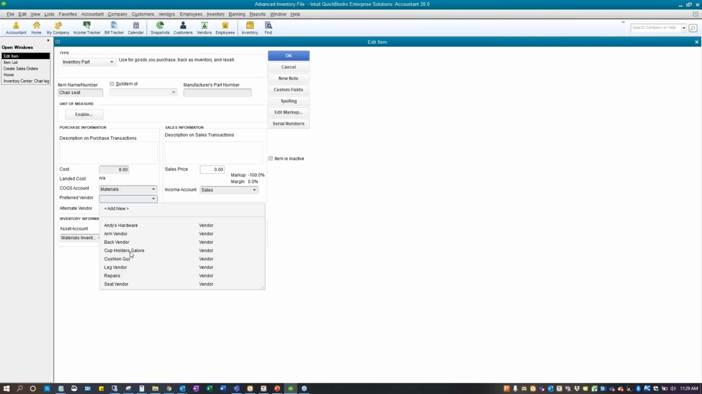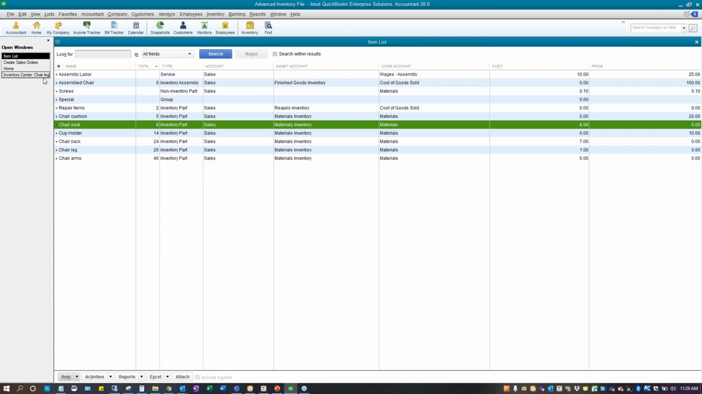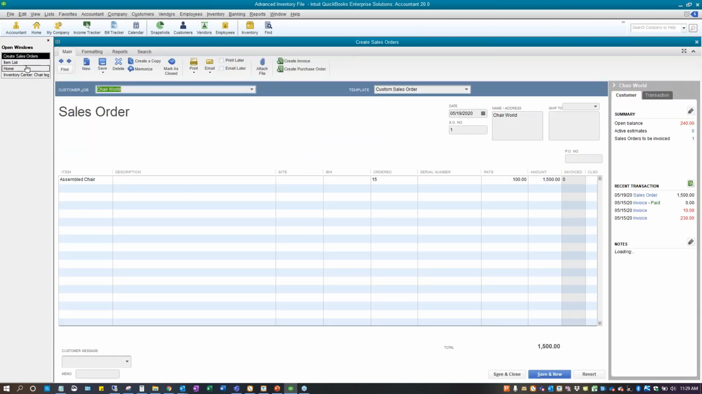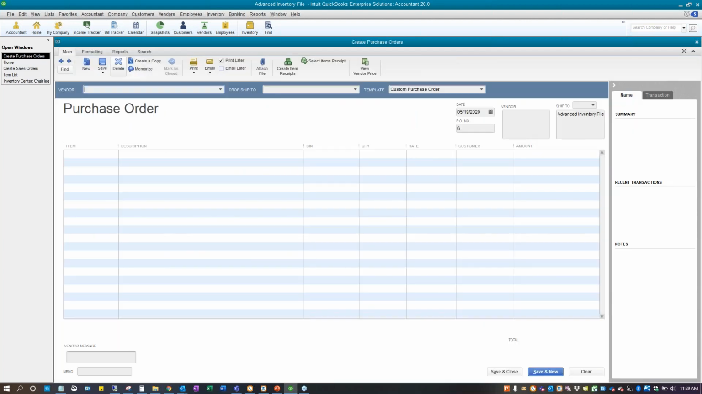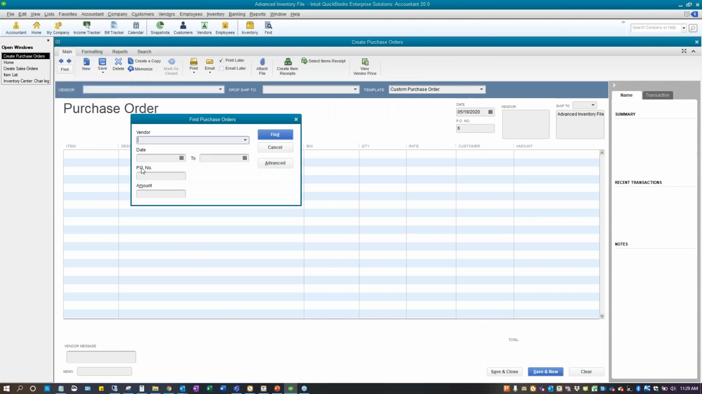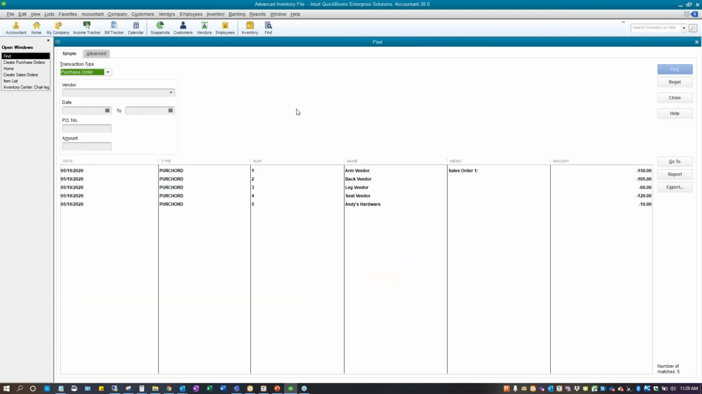So I can pick my seat vendor as my default vendor, and I can also have a global reorder point so that when I get to a certain point, I can do some automatic POs. So I've created the chair. I don't have enough. I would want to create purchase orders then for all of the pieces that I need. By the way, if you click find and click find again, there are your purchase orders.